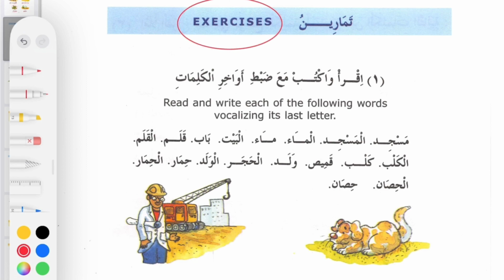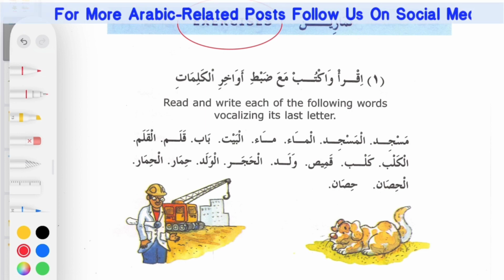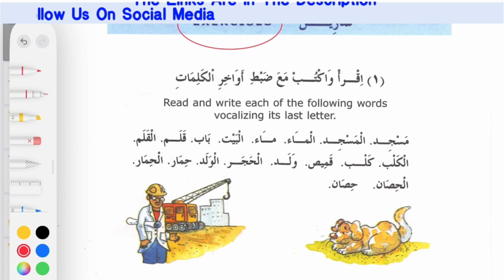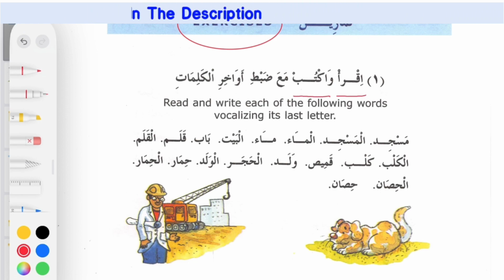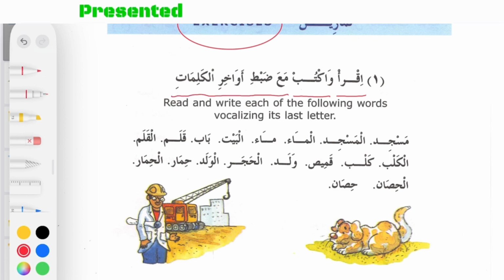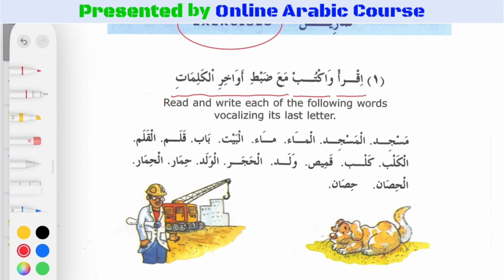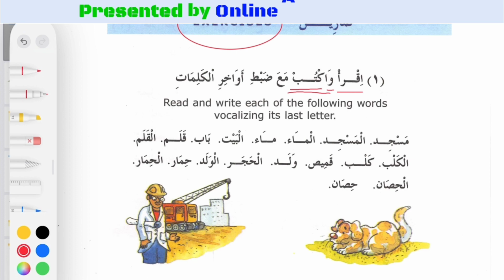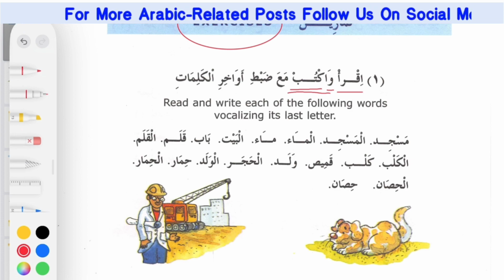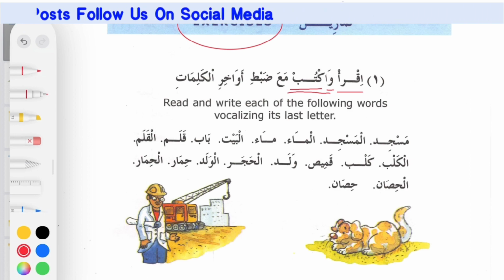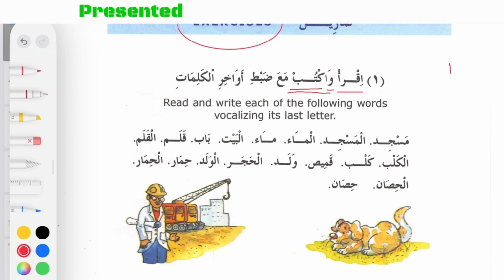Let's read the text now. And I will read the text first and then we will solve this exercise. So the text is اقرأ واكتب مع ضبط أواخر الكلمات. I read اقرأ and then I read واكتب. wa and then uktub. Why I read like this? Because I combined wa with uktub. So when you want to combine a word with the next word and the next word has alif like this, only alif without hamza.